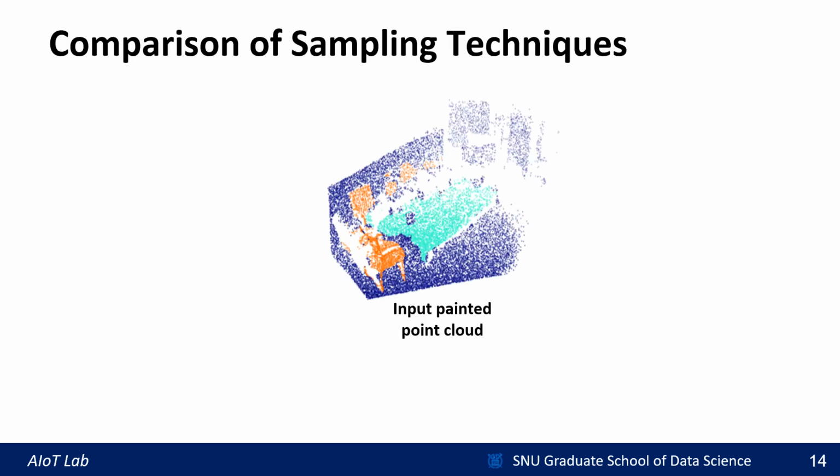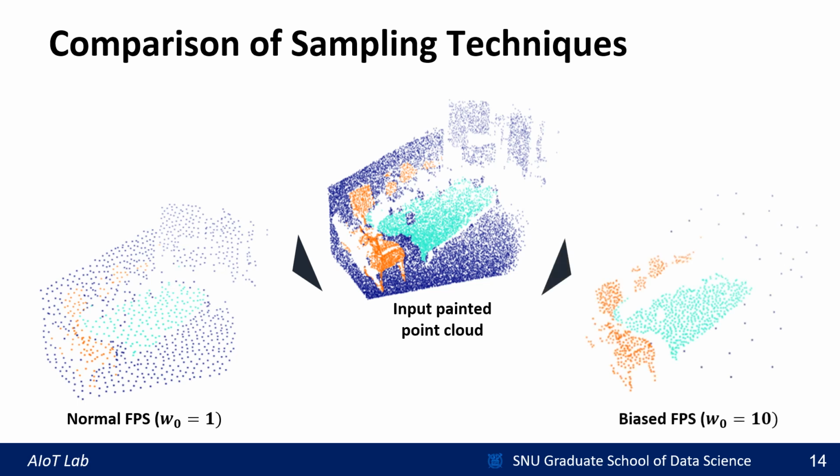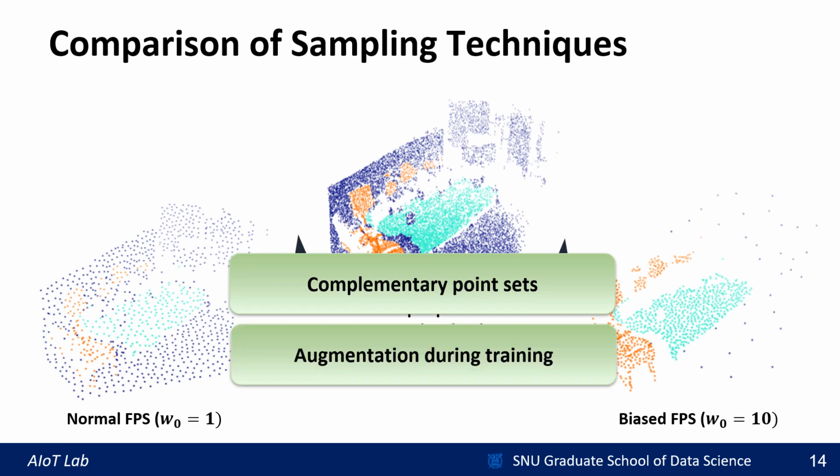Let me show you an illustration of the effect of biased FPS. From the input painted point cloud, the result of normal FPS is shown on the left, and the result of biased FPS is shown on the right. You can easily see that more painted points are sampled as a result of biased FPS. Biased FPS helps to obtain 2 complementary point sets and achieve a parallelizable feature extractor. Also, this gives an augmentation effect during the training process.